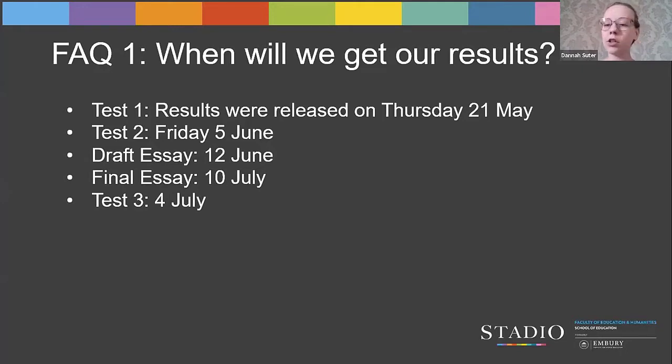So for test one, you'll see your marks have already been released on the ECI page, not on myEmbry yet, but on the ECI page. And you can see those marks by clicking on test one or retest one, depending on which one you did, and then clicking review attempt. So that's where you'll see your marks.